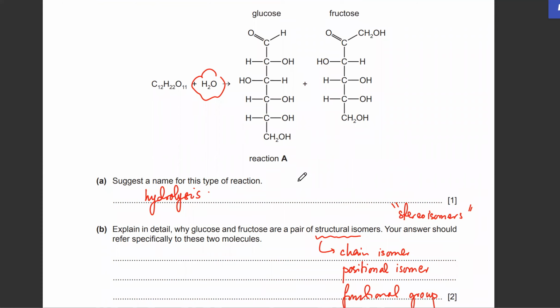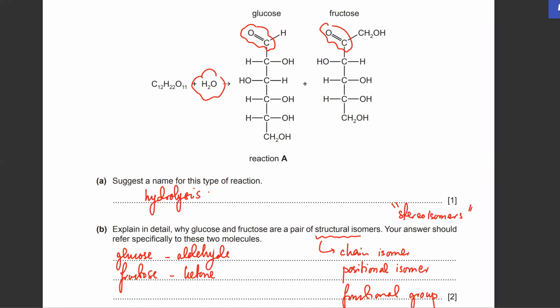Sir, the CH2OH. Okay, so CH2OH is one thing. One thing I can tell you is that one of them is an aldehyde. Let's talk about the difference. He's saying refer specifically to these two molecules. So why are they isomers? One of them is an aldehyde because the carbonyl bond is right at the end of the chain. The other one is a ketone. So one of the differences is that glucose is an aldehyde while fructose is a ketone.